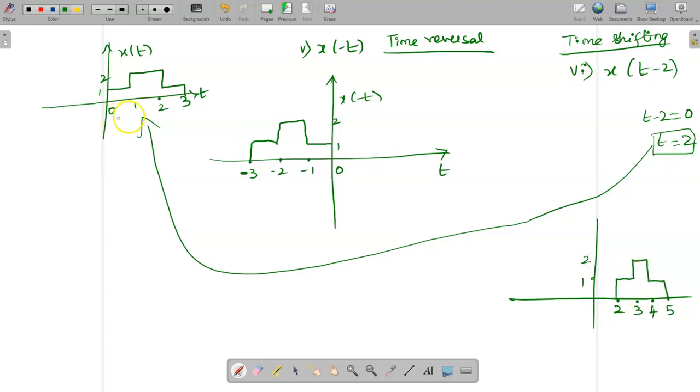Whatever you have at 0 to 1 will now come to 2 to 3. Whatever you have at 1 to 2 will go to 3 to 4. Similarly, the 2 to 3 amplitude will go to 4 to 5. So just a shifted signal you will be obtaining. This is x of t minus 2. So this is your time shifted diagram. It is nothing but a right shifted signal. Suppose if we have plus, then you will be getting a left shifted signal.